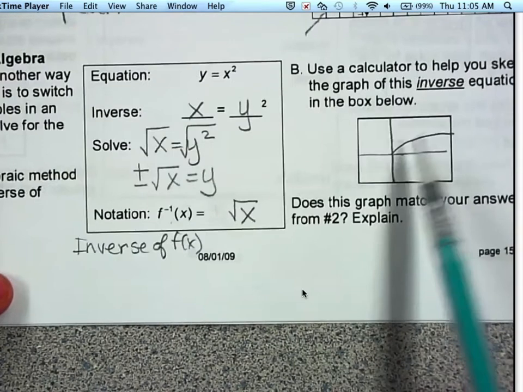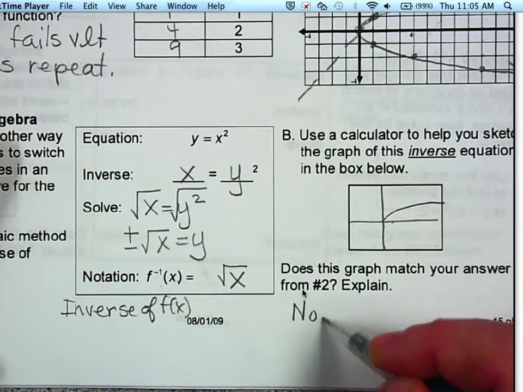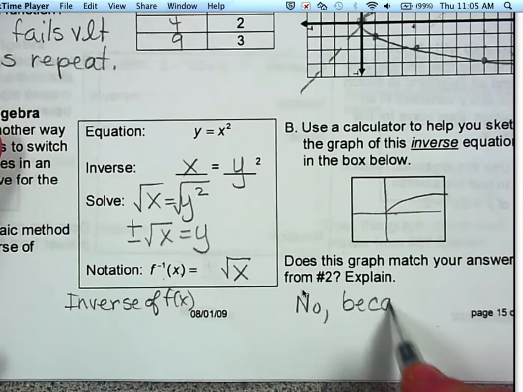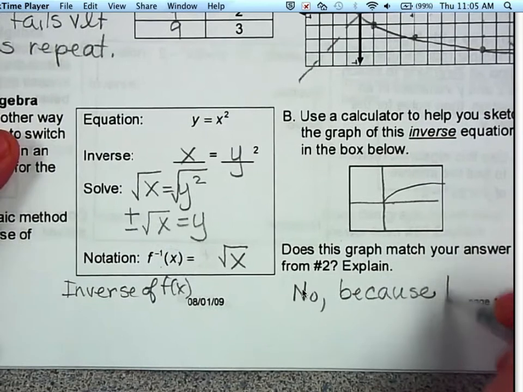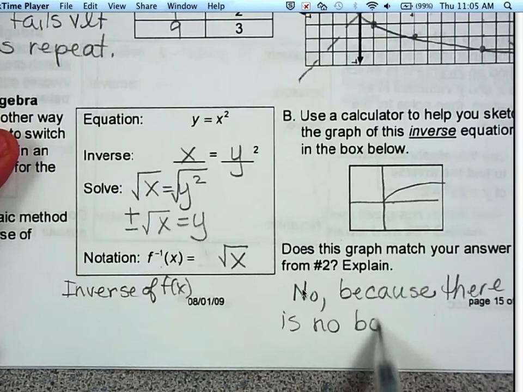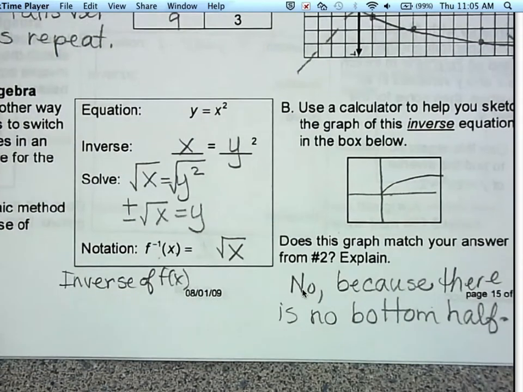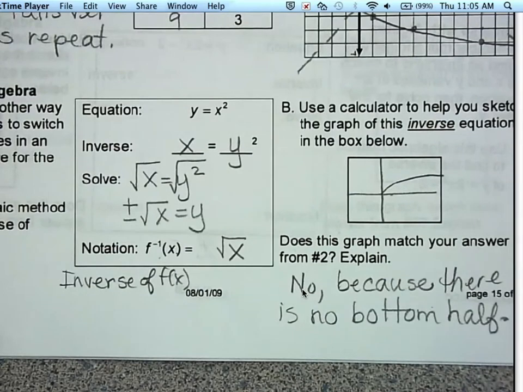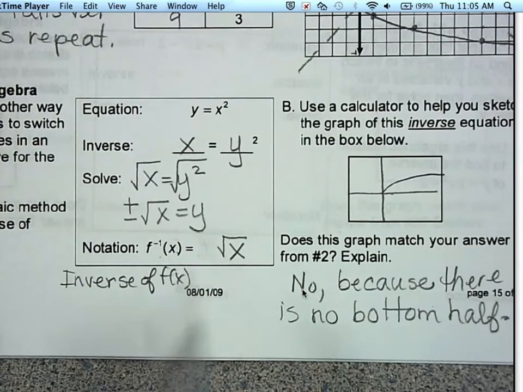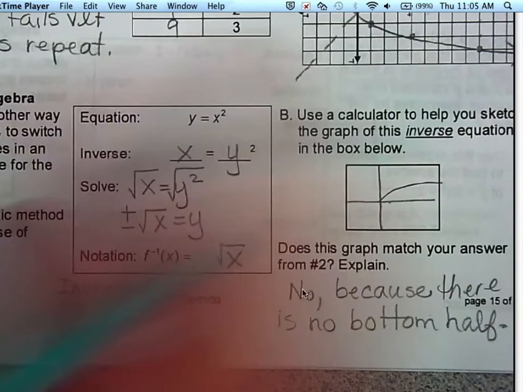Okay, does this graph match the one up here? Yes. Except for what? The bottom half. So we're going to say actually no, because there's no bottom. Why do we not have a bottom half? There's no negative, because it wouldn't be a function. We got rid of that negative so that it would be a function. Now, you're supposed to have this other part. You don't.